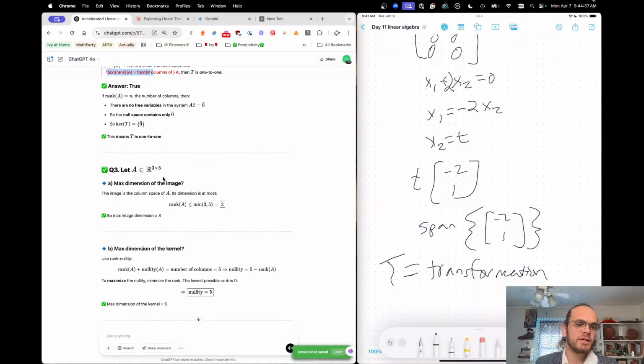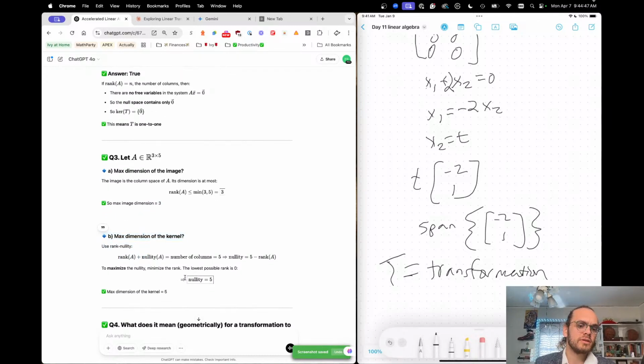Max dimension of this image. The image is the column space of A. So the most is 3. Max dimension of the kernel is 5. The rank plus nullity is 5. I have 5 columns. Nullity is 5 minus the rank. I could have 0 rank here. Interesting.